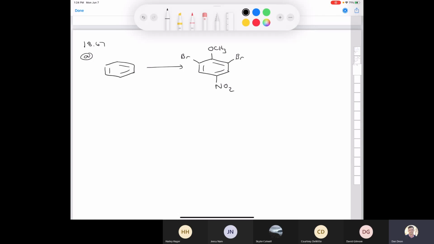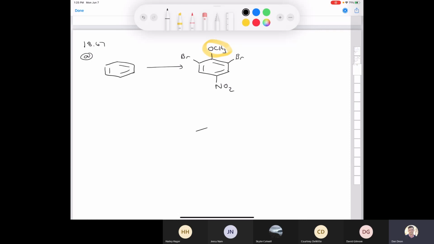Does anybody notice anything? Well, I guess I should ask it another way. How many ways do we know how to install a methoxy on an aromatic ring? Can anybody tell me what we might do to put a methoxy group on an aromatic ring? It seems like an interesting thing to do. And it's not a trick or anything. How many ways do we have to put a methoxy group on an aromatic ring? The only way that I can think of is an SNAr reaction, right?